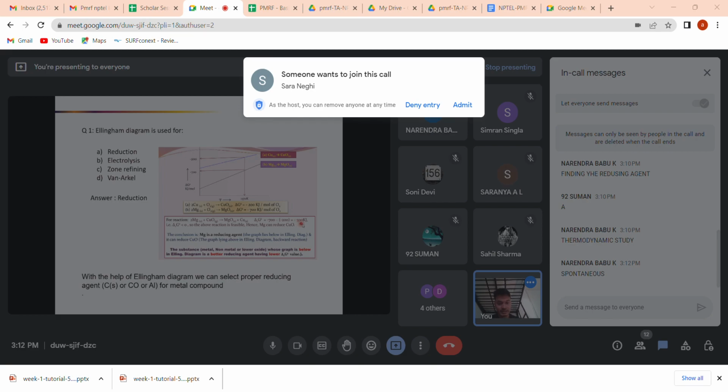So the net delta G is minus 500 kilojoules. If the net delta G is less than 0, that means the reaction is feasible, and if the net delta G is positive, that means the reaction is not feasible. That's the very basic idea of an Ellingham diagram that I have shown you. I think it's clear to everyone, right?